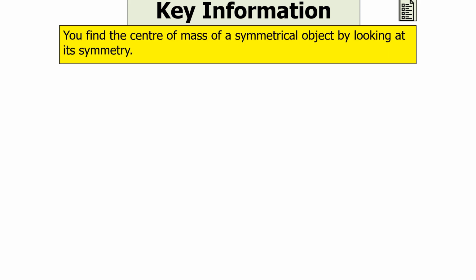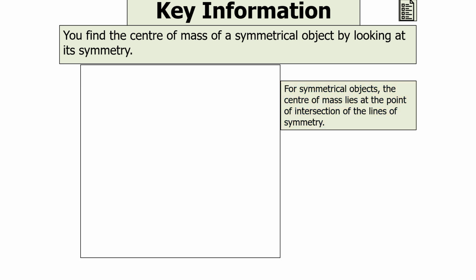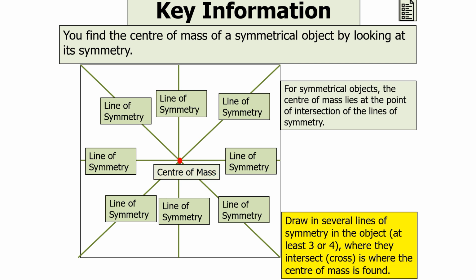Now you can find the centre of mass of a symmetrical object by looking at its symmetry. For a symmetrical object, the centre of mass lies at the point of intersection of the lines of symmetry. Now if we look at this following shape here, we can see our different lines of symmetry in the following diagram, and our centre of mass is at the intersection of these lines. So what you would do is draw in several lines of symmetry in an object, at least 3 or 4, and where they intersect or cross is where the centre of mass is found.